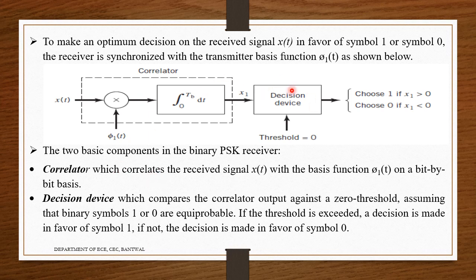Next, it is passed on to the decision device, where a threshold has been kept. What is that threshold level? If the output x1 is greater than 0, it is chosen as 1. If x1 is less than 0, it is chosen as 0. So the threshold level is 0: greater than 0 gives 1, less than 0 gives 0. This is how the decision is made by the decision device.